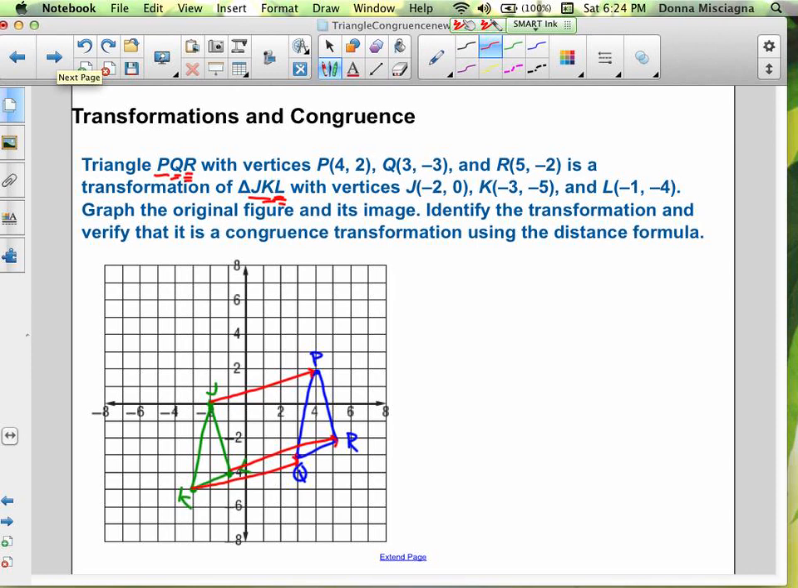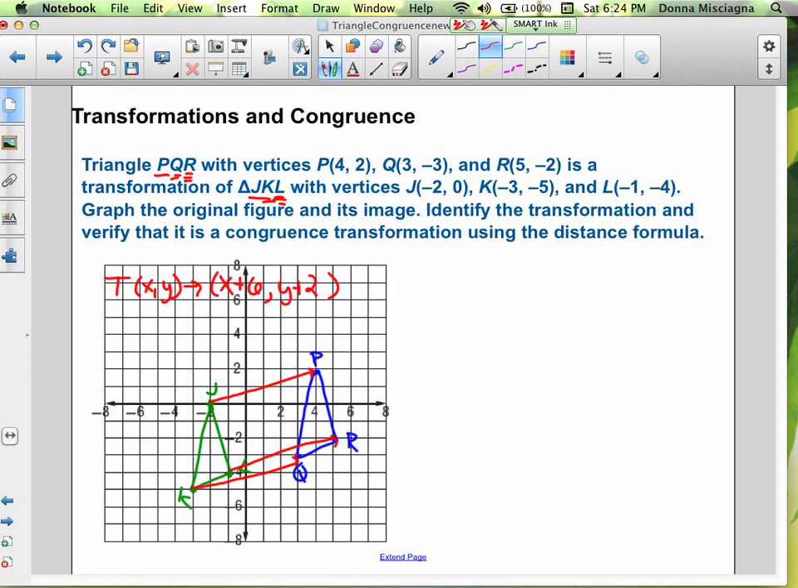All right, so now let's see how far each of our points moved. From J to P, we went 1, 2, 3, 4, 5, 6 to the right and 2 up. K to Q, 6 to the right, 2 up. L to R, 6 to the right and 2 up. Each one of these is the exact same transformation. It's a translation where each point is moving 6 to the right and 2 up.